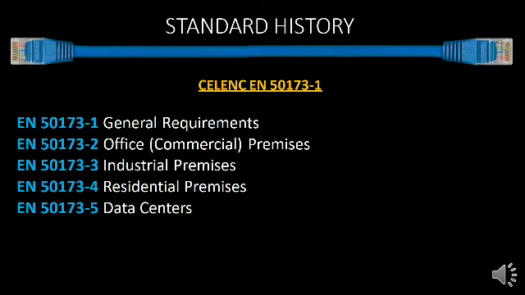EN 50173-1, General Requirements. EN 50173-2, Office or Commercial Premises. EN 50173-3, Industrial Premises. EN 50173-4, Residential Premises, and EN 50173-5, Data Centers.